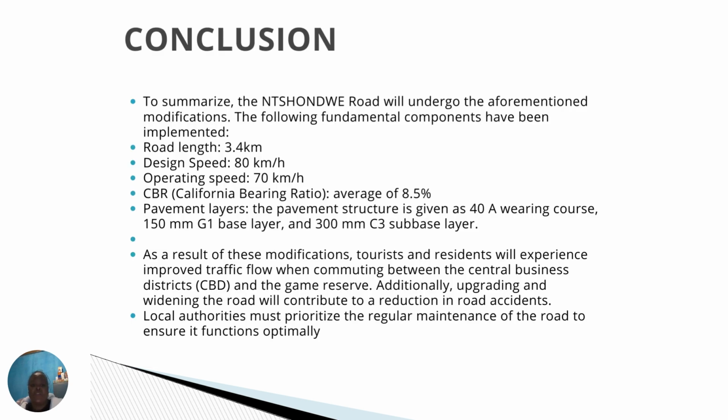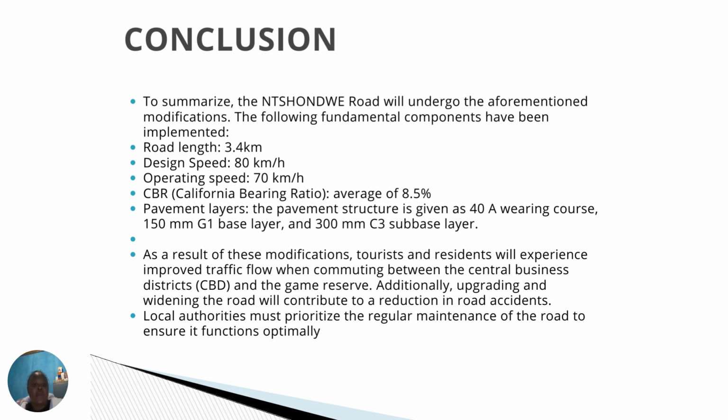Now, in conclusion, to summarize, Tondo Road will undergo the aforementioned modifications. The following fundamental components have been implemented for this particular road. The road length is 3.4 kilometers. The adopted design speed was 80 kilometers per hour as per TRH 17. The operating speed at 70 kilometers per hour.